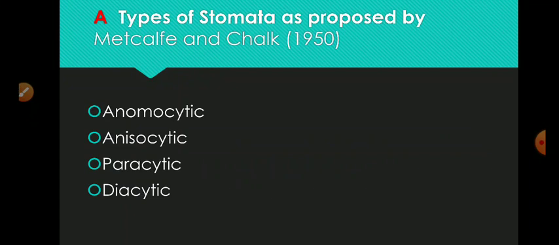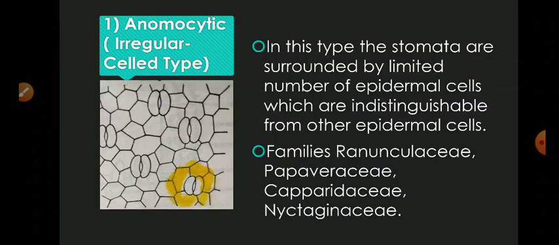In this video, there will be 5 types of classification by different scientists. So this is A, and we will read up to E. So A, B, C, D, E. In this type you have only 4 types of stomata on the basis of their subsidiary cell. It was proposed in 1950 by Metcalfe and Chalk. These are anomocytic, isocytic, parasitic and diacytic.